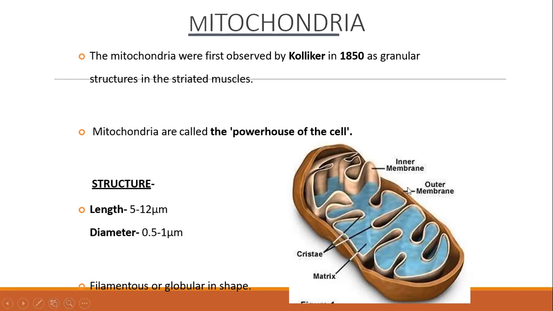Here in the diagram we can see it contains an inner membrane. This one is the inner membrane and this is the outer membrane, and this folding-like structure is known as the cristae, and this is the matrix present inside the cristae.